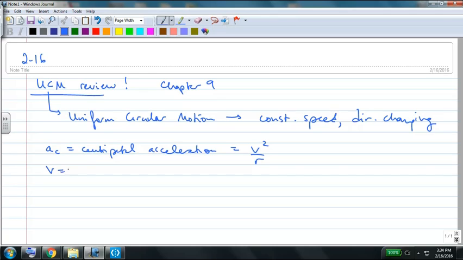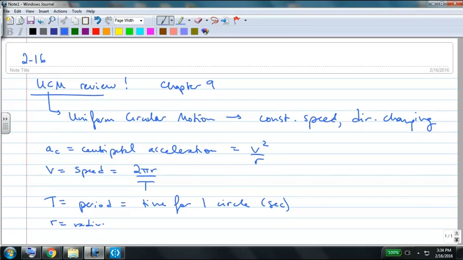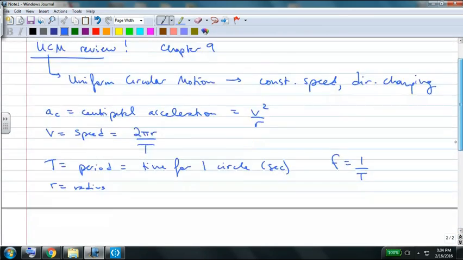And some other equations you need are that speed, and this is speed, not velocity, right, equals 2 pi r over t, where t is that same t that we've been talking about, the period. Okay? It's the time for, in this case, one circle. You guys know it as one cycle, that's seconds. Okay, r is the radius. I can't imagine you don't know that, but just there you have it. Okay, cool. And f is still equal to 1 over t, just like it was when we did springs. You see how nicely this fits together.